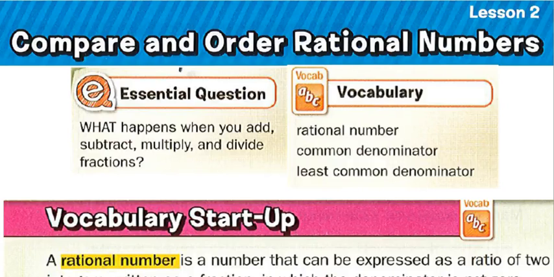Lesson 2, we're going to look at compare and order rational numbers. So we're going to talk about what rational numbers actually are, and then how do we put them in order and compare them when they don't seem to be in exactly the same form. So our vocab is rational number, common denominator, and least common denominator, and hopefully some of those should be familiar to you.